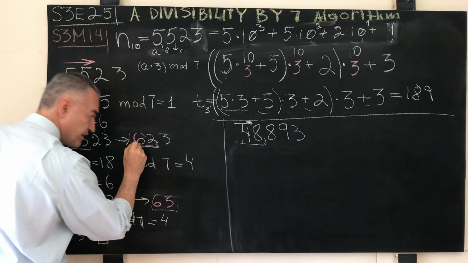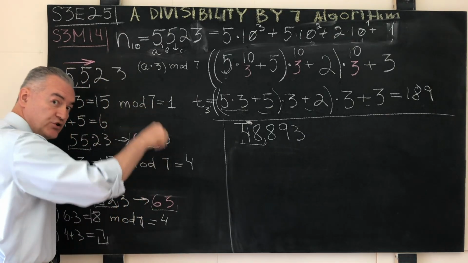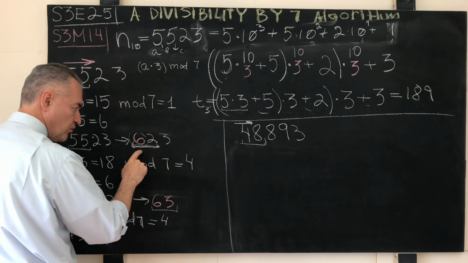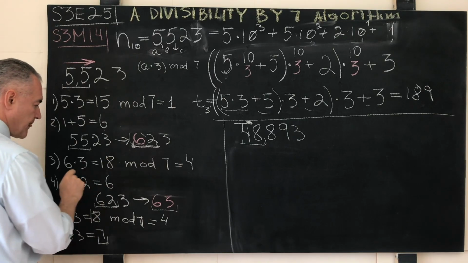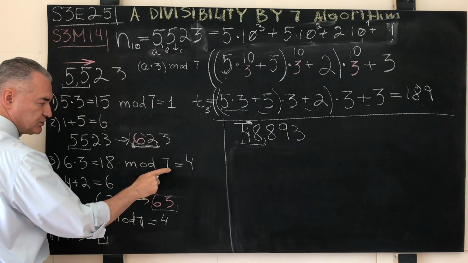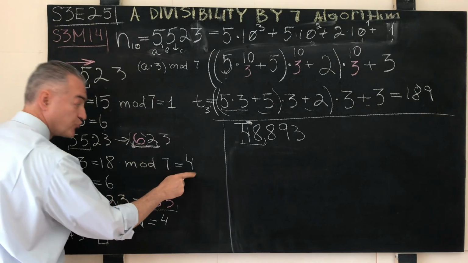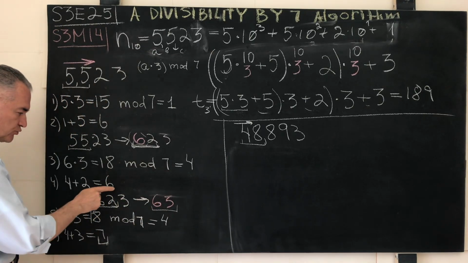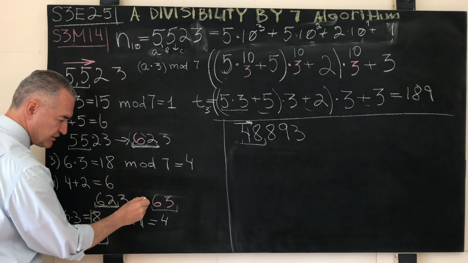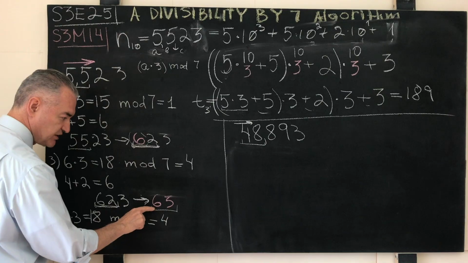Now we process this reduced number. Remember, reduce and conquer, scope reduction. Reduced number by value the same way. The leftmost two digits: 6 times 3 is 18. 18 reduced modulo 7 is 4, because 2 times 7 is 14, 14 plus 4 is 18. 4 plus 2 is 6. So now our number 623 is replaced with its isomorphic mod 7 image, 63.